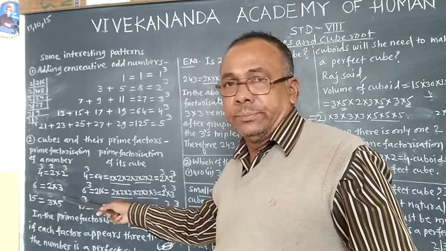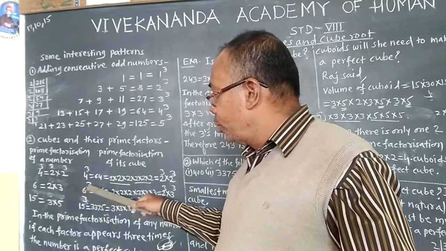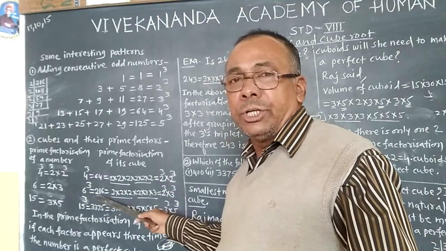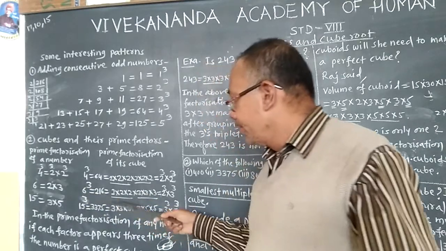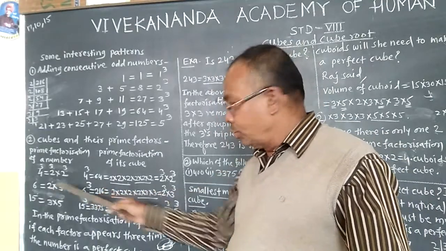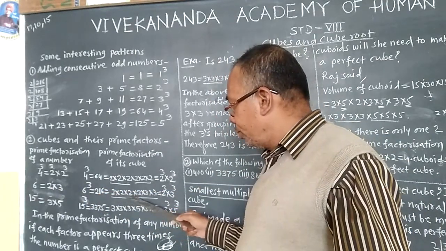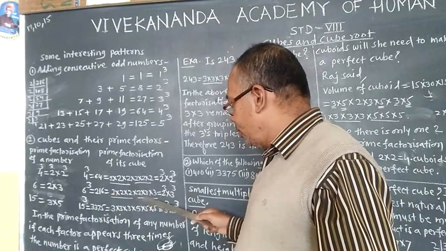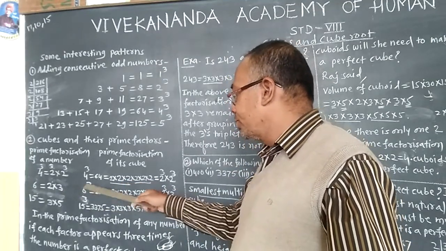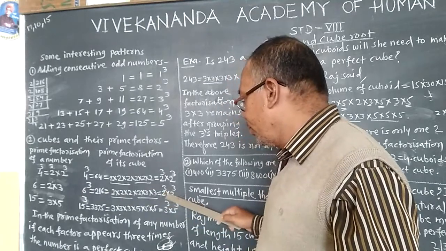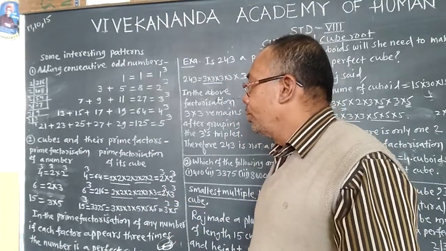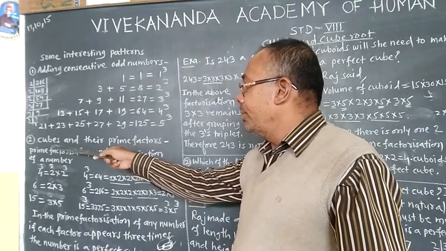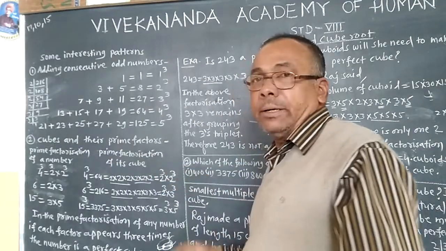2 threes are 6, and therefore 6 cube is equal to 216, which can be written as 2 cube, that is 2 into 2 into 2, into 3 cube, that is 3 into 3 into 3, and therefore 6 cube is equal to 2 cube into 3 cube. So this is the relation of cubes and their prime factors.